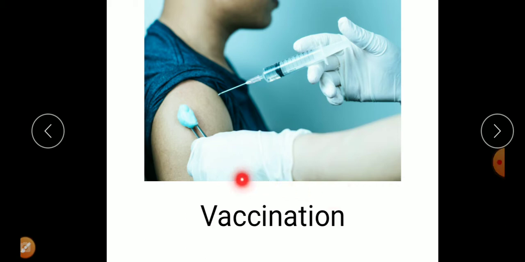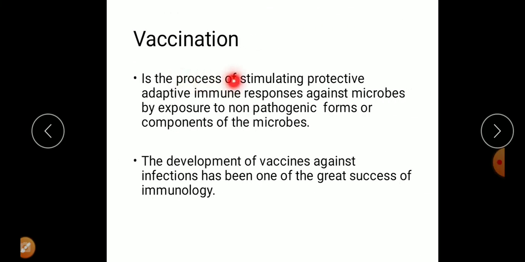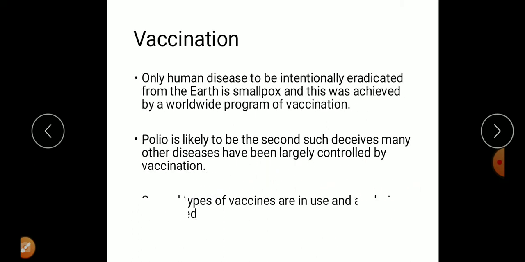Today I am going to discuss vaccination. Let's see the definition. It is the process of stimulating a protective adaptive immune response against microbes by exposure to non-pathogenic forms or components of microbes. The development of vaccines against infection has been one of the great successes of immunology.